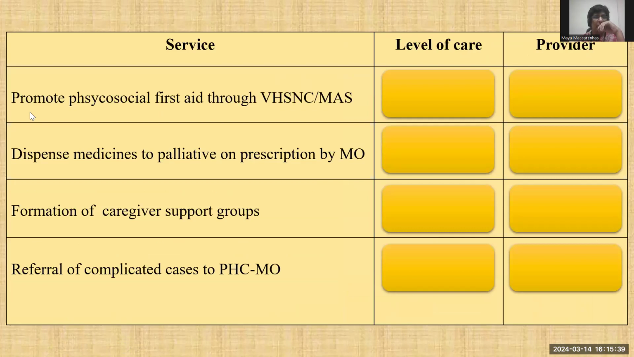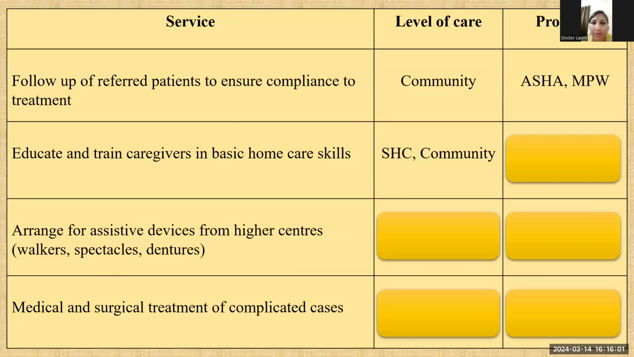ओके आगे जाएगा लक्ष्मी. Promote psychosocial first aid through the VHSNC या MAS. MAS is the urban community. मैम ये कम्युनिटी लेवल पे। Very good. कम्युनिटी लेवल पर कौन करेंगे? MPHW फीमेल। मैम कम्युनिटी लेवल पे हमारी जो MPW टीम है और आशा दोनों। वेरी गुड.